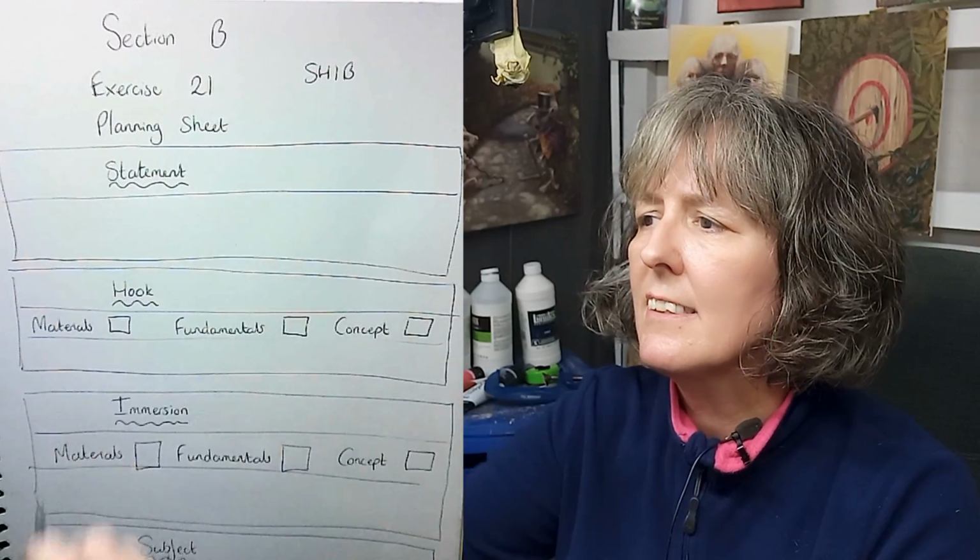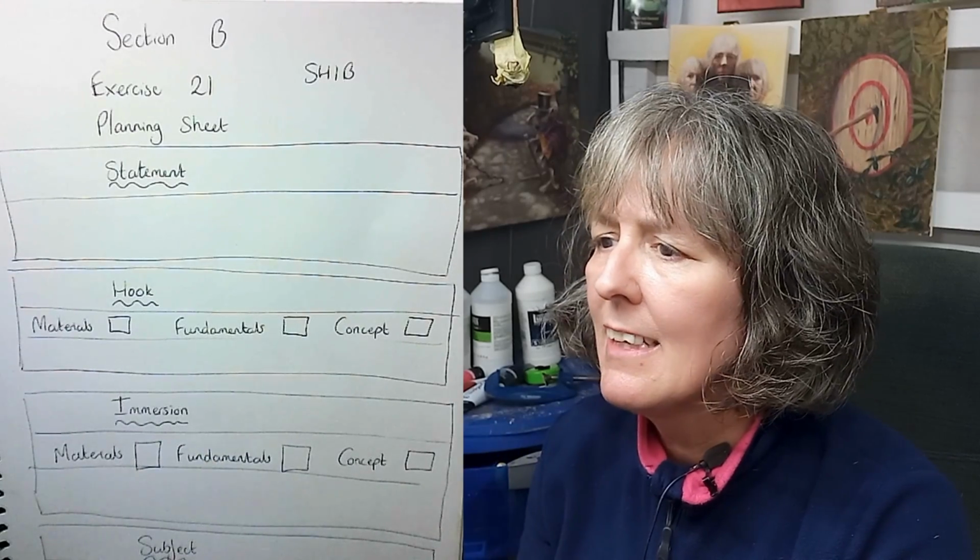Now that sounds humorous, and I do like to have humour as a hook, and then you look closely and it's a serious message. So that's my hook for this painting. And what we can do now is have a look at the planning sheet. Section B, exercise 21, planning sheet.